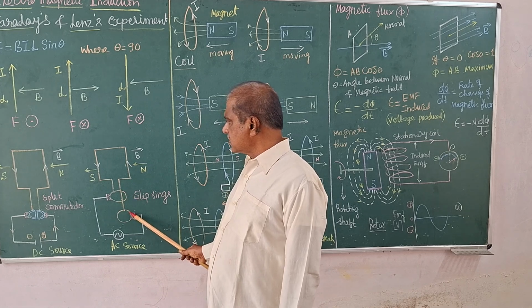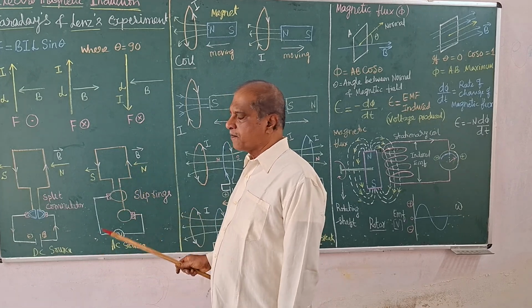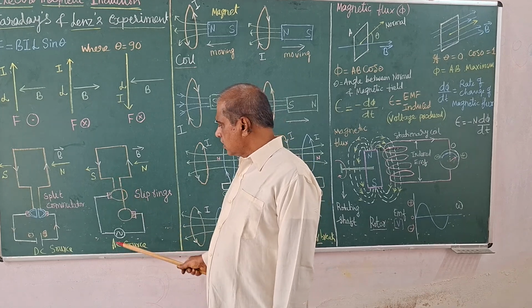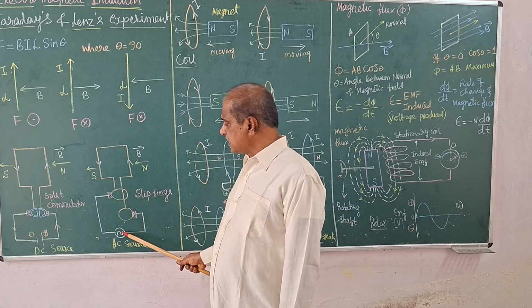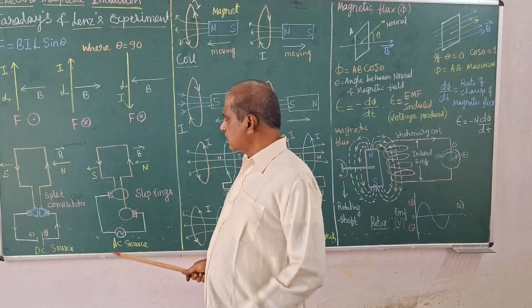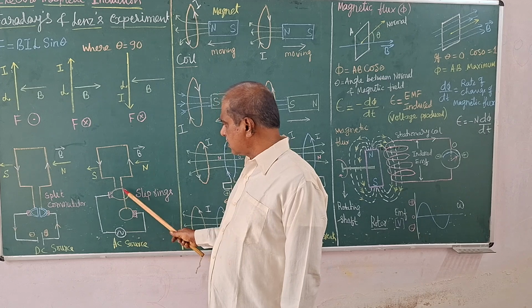These slip rings, what is that? During every half a rotation, terminals are interchanged. At the same time, the AC source is interchanging. Plus becomes minus, minus becomes plus. Simultaneously, what is that? Impedance. By the time it becomes plus again, what is that?